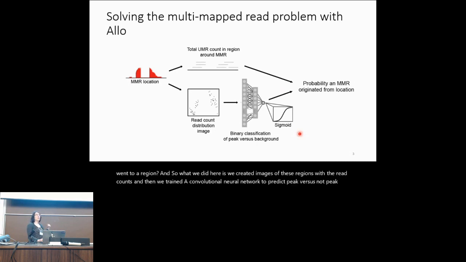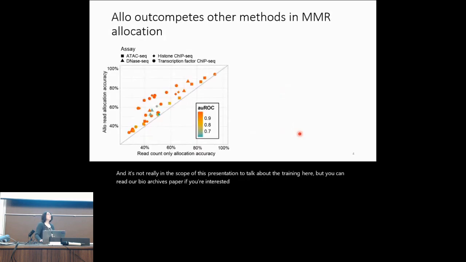It's not really in the scope of this presentation to talk about the training here, but you can read our bioRxiv paper if you're interested, which I have linked at the end. But I do want to convince you that we did a decent job in rescuing these multi-map reads before I go on to paralogous gene families.